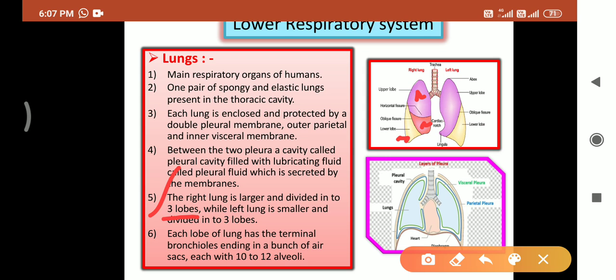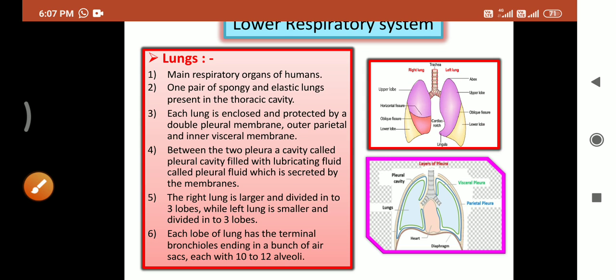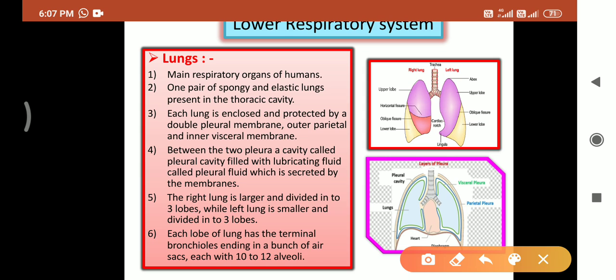Okay, so here you can see the right lung is divided into three lobes, and this is the larger lung. The next one is the left lung, which is divided into two parts. You can easily see here the pink color and the yellow color, only two lobes. On the right side there are three lobes, and here two lobes are present.